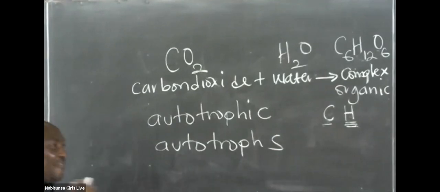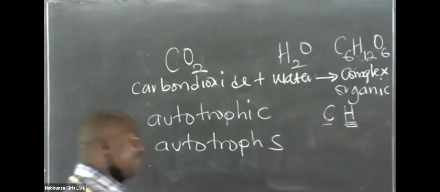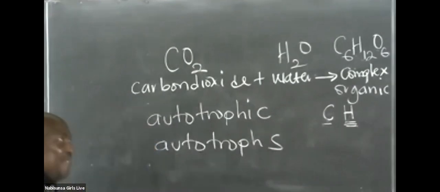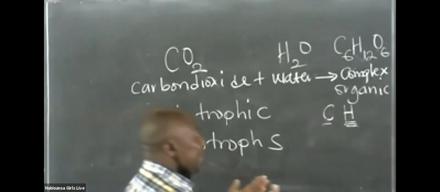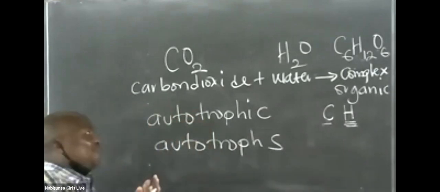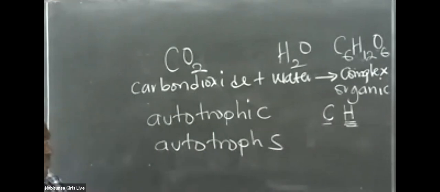Now, in making this complex substance, in making its own food, I'm using the word complex, but that is the food. Someone can say, even if it's only about the complex, I can say autotrophic nutrition.